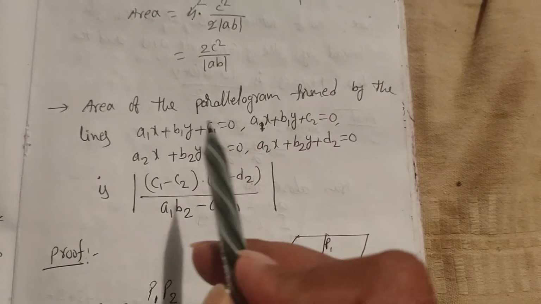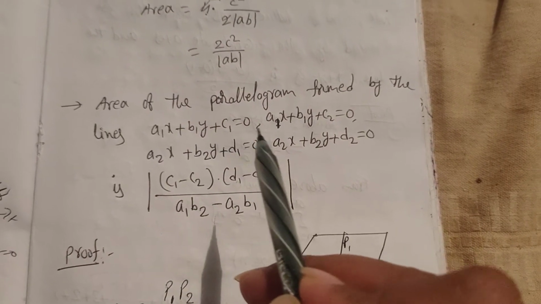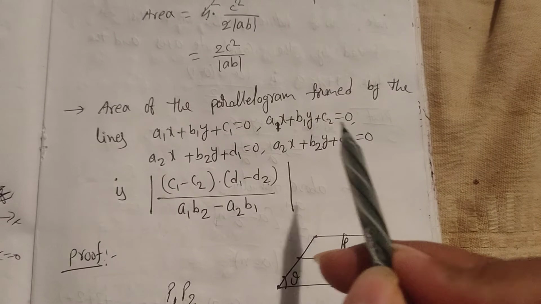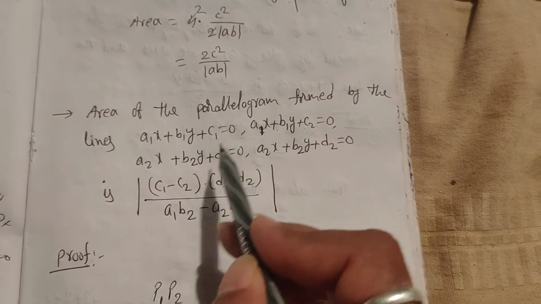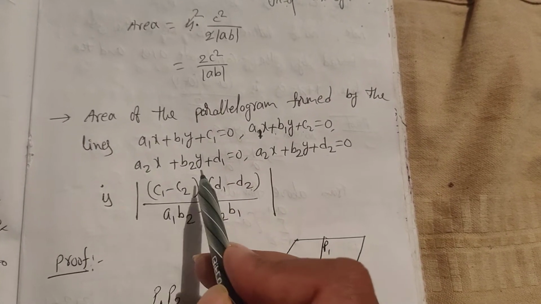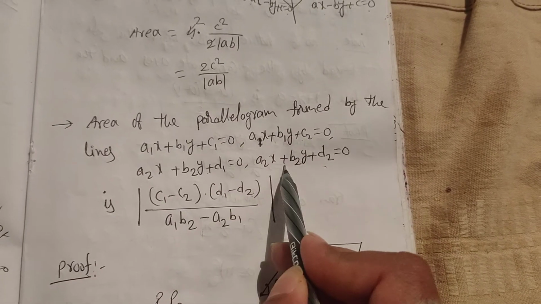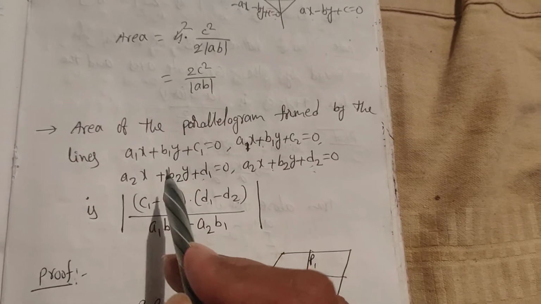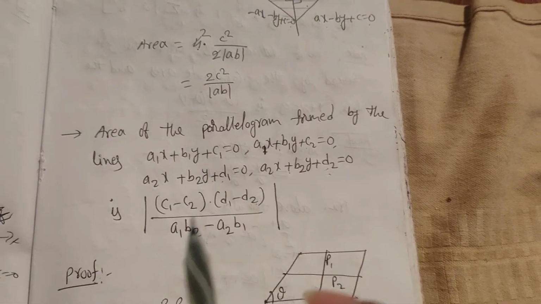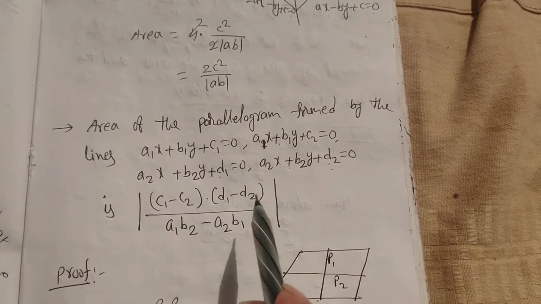Next one is the area of the parallelogram formed by the lines a1x plus b1y plus c1 is equal to 0 and a1x plus b1y plus c2 is equal to 0. These two are parallel lines because except constants the remaining parts are the same. And a2x plus b2y plus d1 is equal to 0, a2x plus b2y plus d2 is equal to 0. These are also parallel lines. So these four lines form a parallelogram. Then this area becomes c1 minus c2 into d1 minus d2 by a1 b2 minus a2 b1.